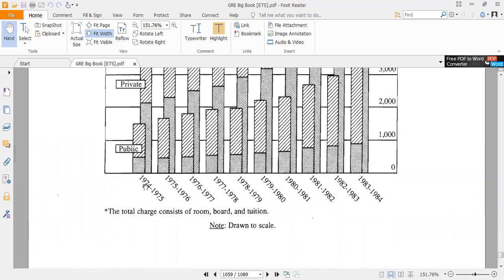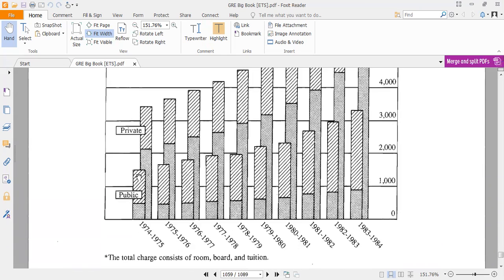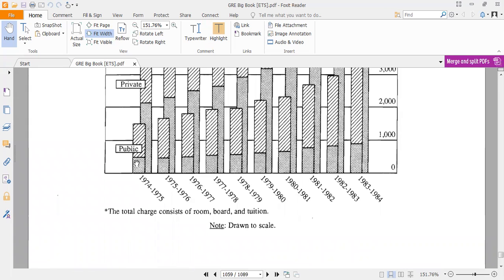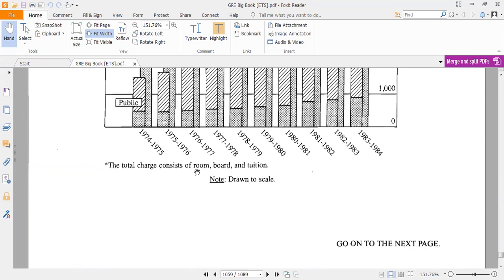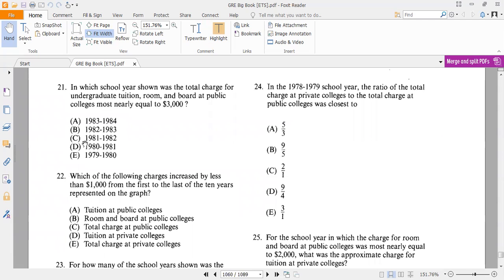So in 1974, the tuition at public college is almost about what? Okay, let's say $500, and in 1984 it is about, okay, this value and this value are both less than 1000. So the difference of them should also be less than 1000, so it is the correct answer. Yes, we get our correct answer at our first trial. The correct answer is option A, or 1983 to 1984.